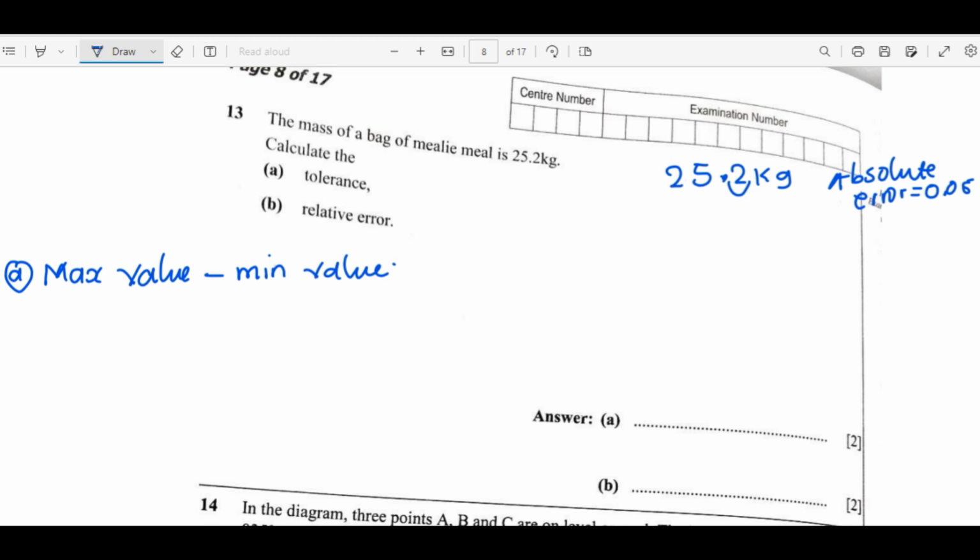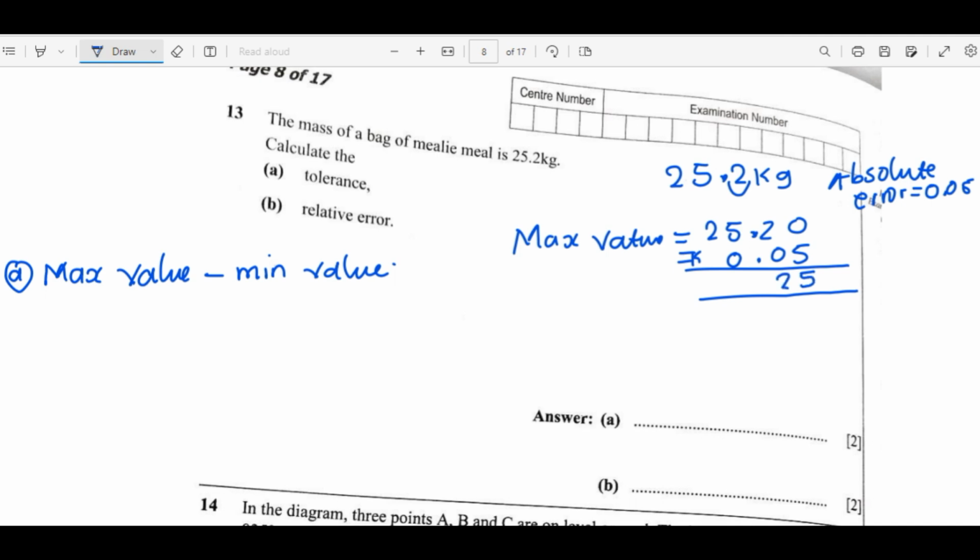Now let's find the maximum value. For us to find the maximum value, we are going to get our true value, which is 25.2 plus the absolute error 0.05. Now make sure as you are adding, make sure the decimal points are in a straight line. So that is the rule for addition. So is subtraction. 0 plus 5 will give us a 5 here. 2 plus 0 will give us a 2. Here we have a decimal point. 5 plus 0 is 5. Then 25. Our maximum value is equal to 25.25. We move on to find the minimum value.